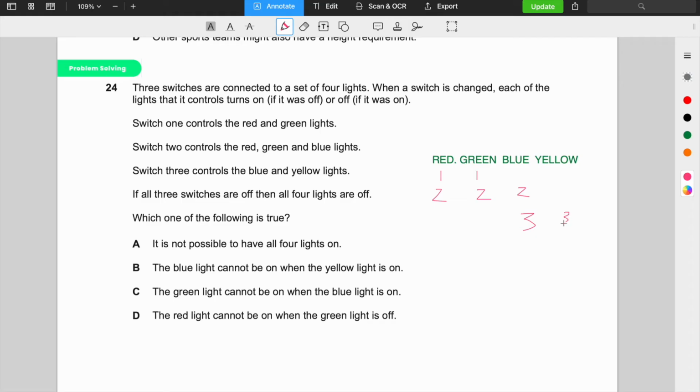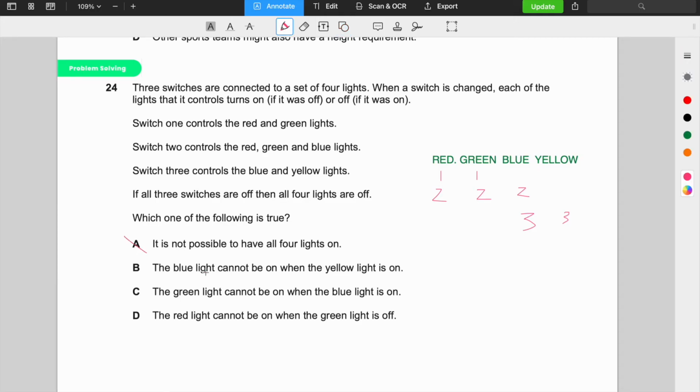So basically if you turn on one switch, it will turn the lights on or off. If all 3 switches are off, then all 4 lights are off. So let's just assume that all 3 switches are off right now. Which of the following is true? It is not possible to have all 4 lights on. That's false, because what if we turned on switch 1 and switch 3? Then we'll have all the lights on, right? So option A is not correct.